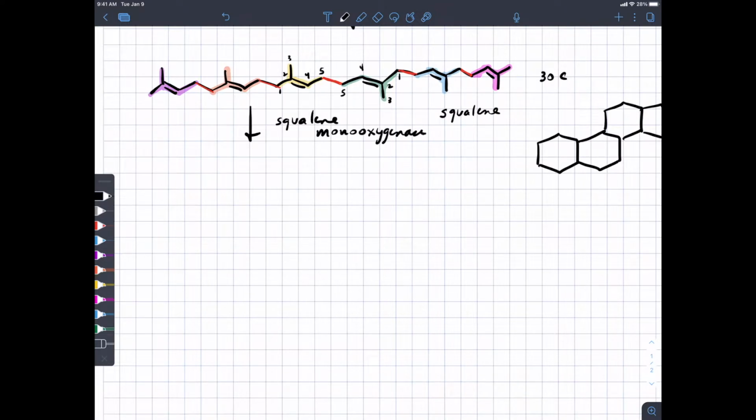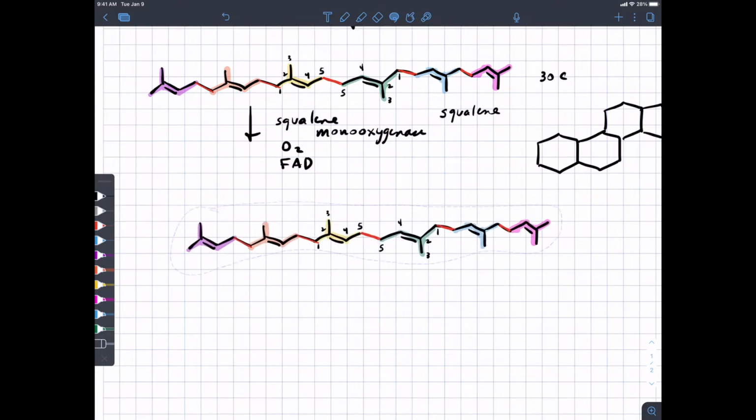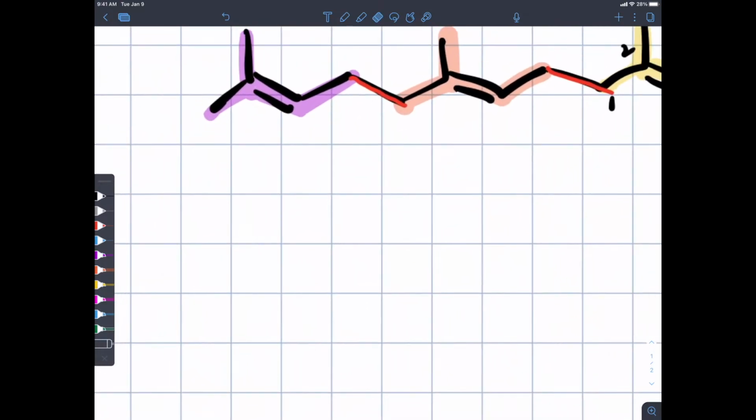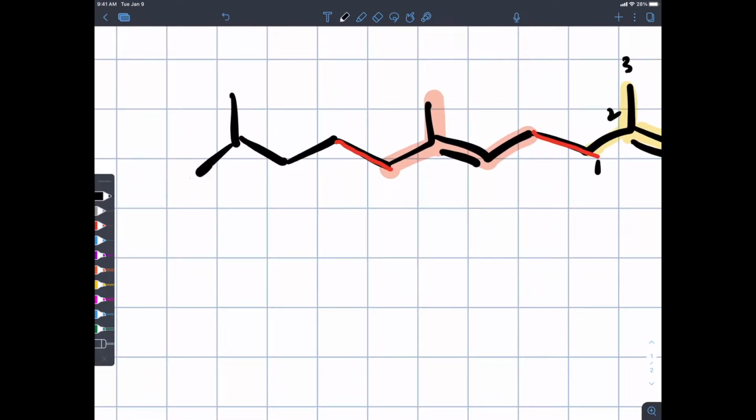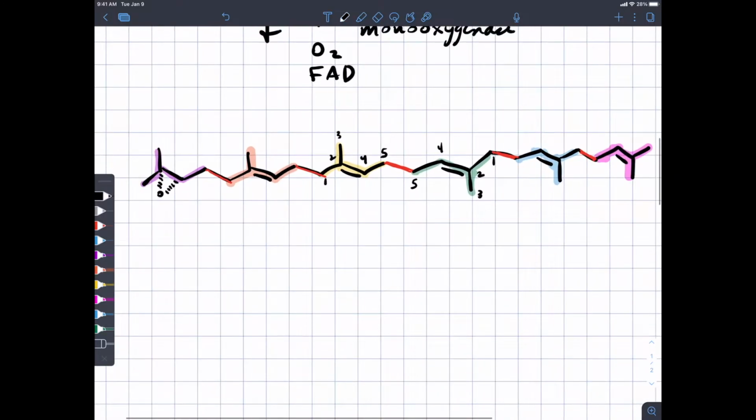Do you need to know that enzyme? No. But it takes molecular oxygen, and FAD is a cofactor, and it makes an epoxide at the purple. It converts the alkene in the purple isoprene unit to an epoxide with this stereochemistry. Okay, so this is sometimes called just squalene epoxide, though sometimes people call it something different.